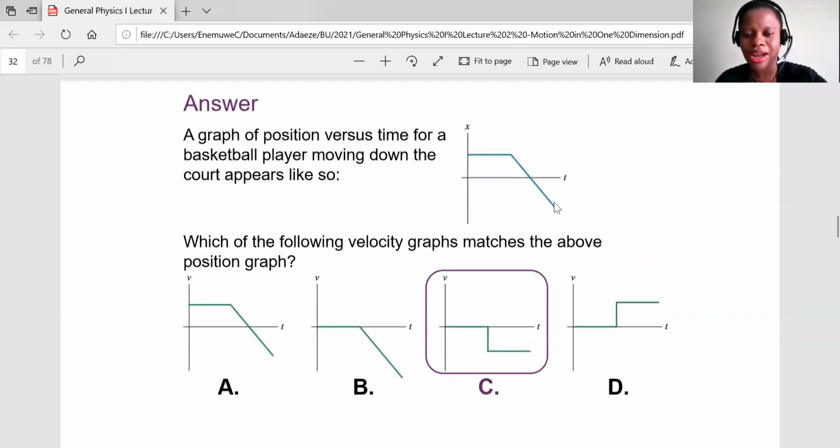Okay, so you see how we arrived at our C, negative direction. The slope will give us a negative V, and there's no slope here.